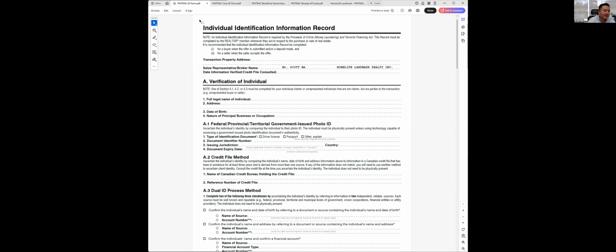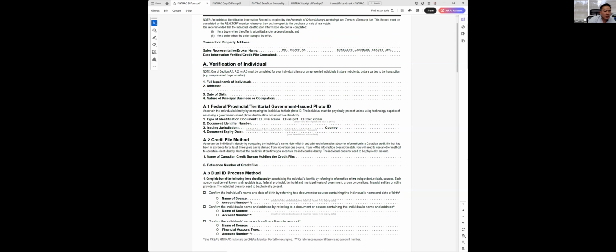So the main idea here is you have to verify the identity of the person. That means getting their full legal name, their address, their date of birth, and nature of principal business or occupation. This is an important one because you have to know, how is this person employed? What company do they work for? What is their title?